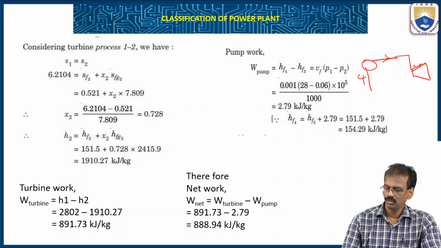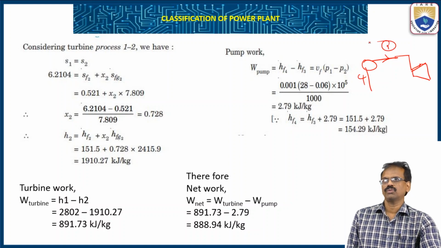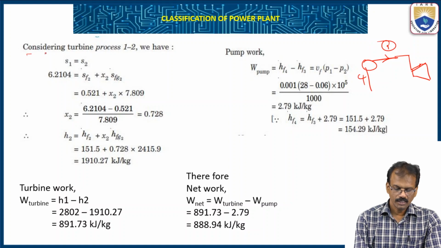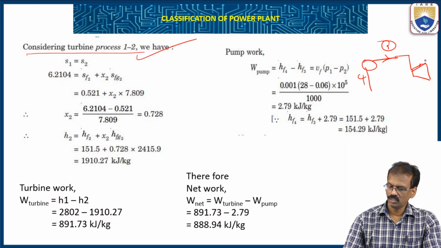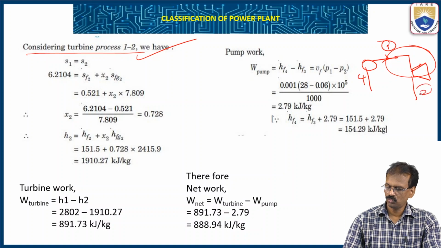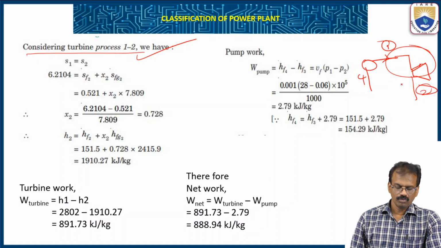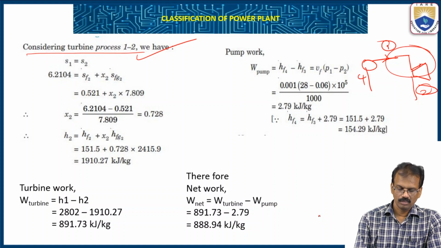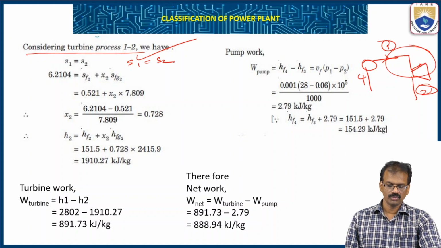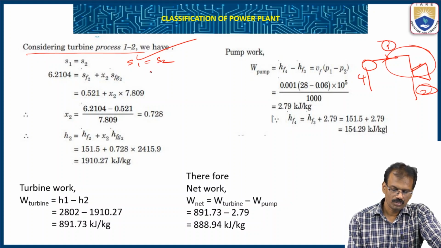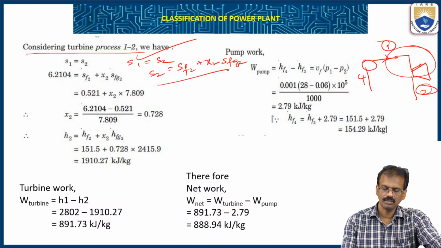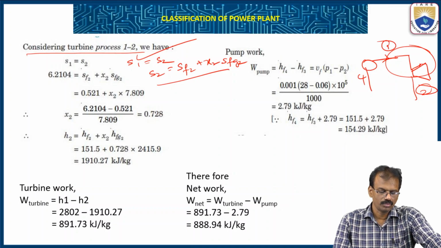This is the condition. So considering the turbine process 1 to 2, here just like we know that entropy S1 is equal to S2. You know that S1 is equal to SF2 plus X2 into SFG2. This is the formula we already discussed in the previous class also.